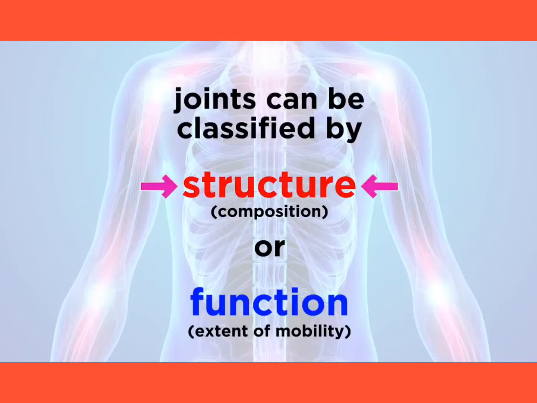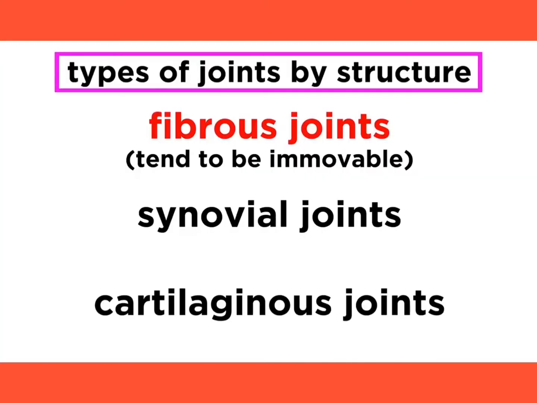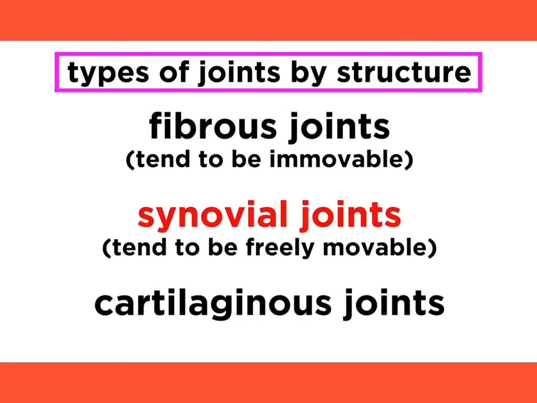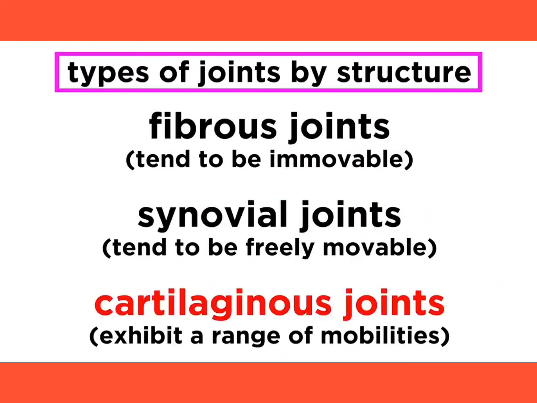Then, if going by structure, we can discuss fibrous joints, which tend to be immovable, synovial joints, which tend to be freely movable, and cartilaginous joints, which exhibit a range of mobilities. Let's zoom in on each structural classification.